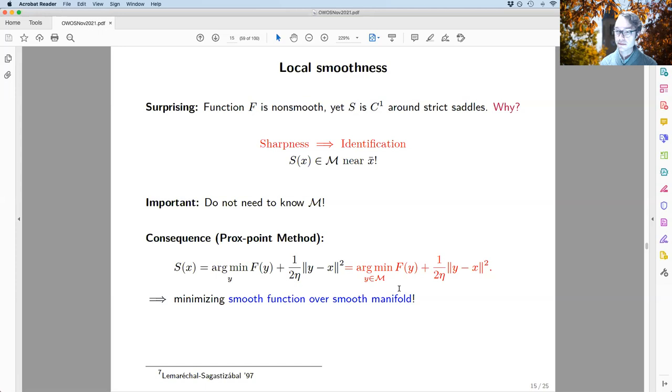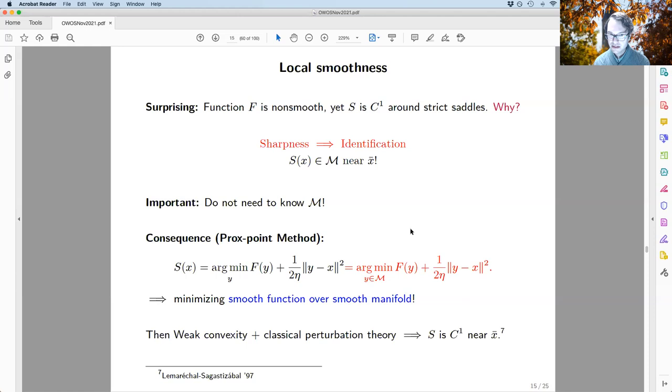Okay, so we're trying to find that minimizer. And so based on that, a classical argument plus weak convexity, which enables some sort of quadratic growth and inverse function theorem type arguments, implies that the mapping S is C1 near x bar. And that's all you need to show. The key is that the function f is C1, that is smooth, on this smooth manifold, and that's what we're optimizing. Okay, so that's the reason why this mapping is locally smooth.